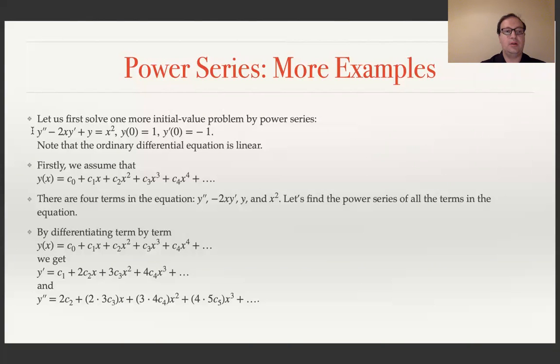So let's consider an ordinary differential equation this time, y double prime minus 2xy prime plus y is equal to x squared, with the initial conditions y of 0 is equal to 1 and y prime of 0 is equal to minus 1. So note that this is a second order equation. We are using two initial conditions, y of 0 and y prime of 0, and it is linear.